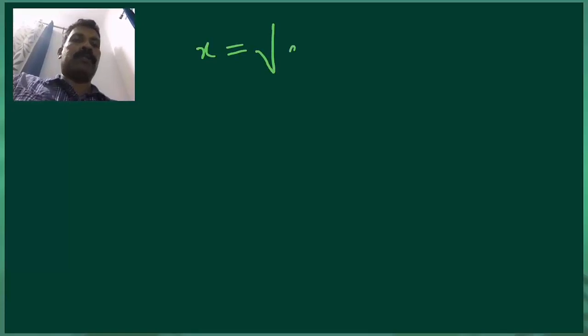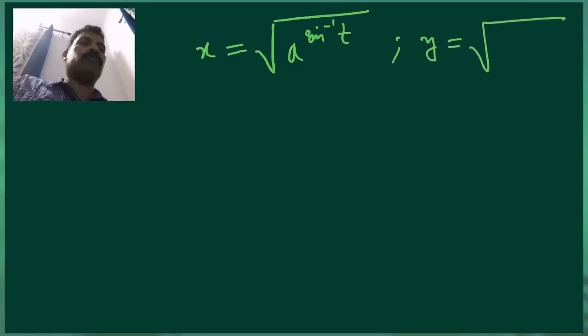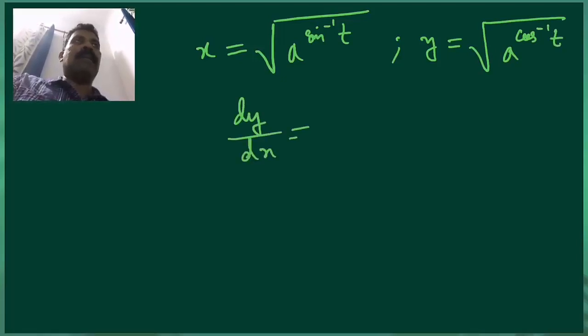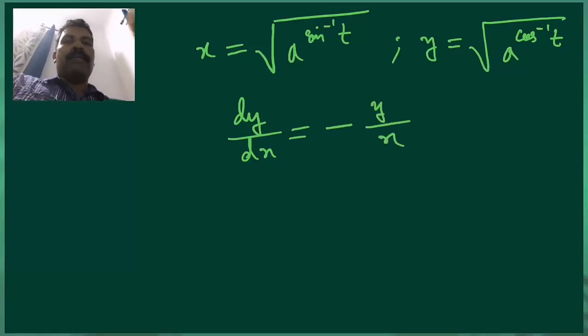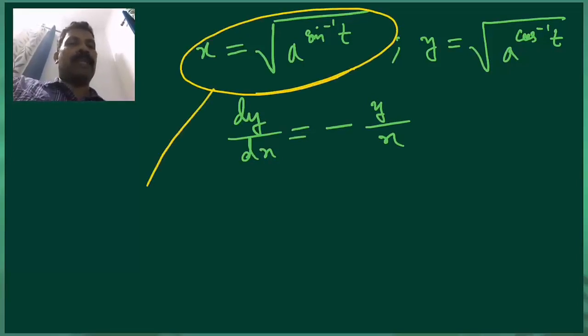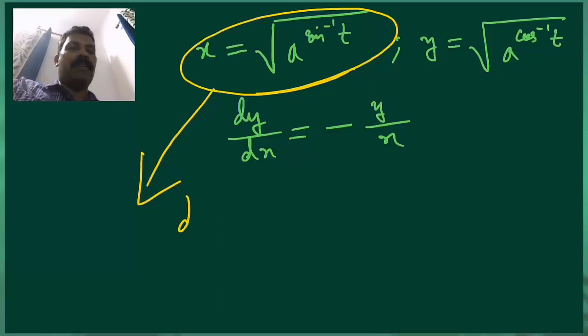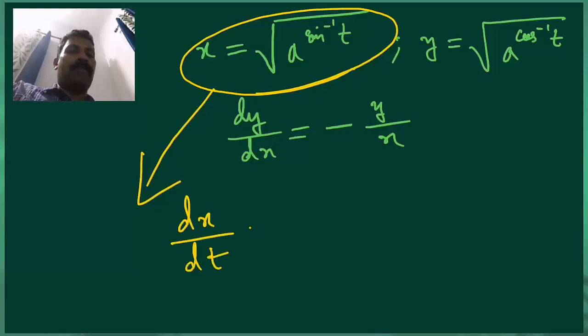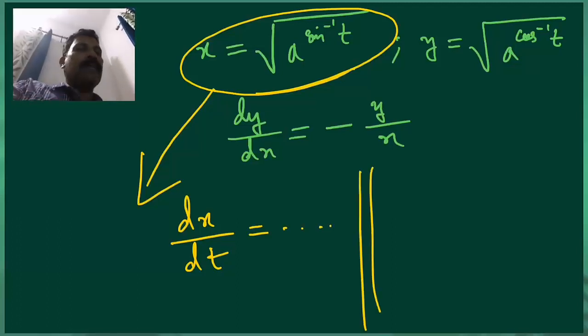That is, if x equal to square root a power sin inverse t and y is equal to square root a power cos inverse t, then prove that dy by dx equal to negative y by x. Here we can proceed in two ways. The first is our conventional method, the usual method. Since x is a function of t, you can go for dx by dt. For that a chain rule, etc. we may apply, somehow you can find it.